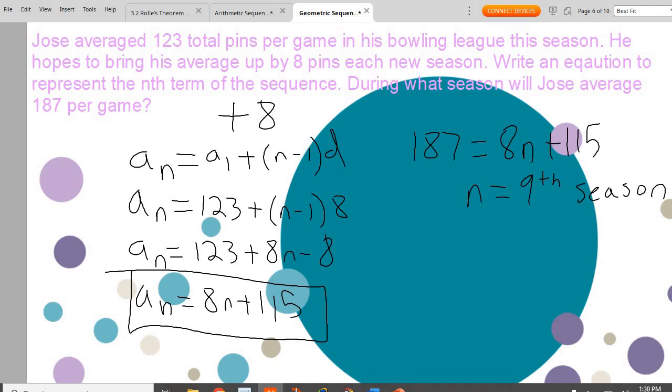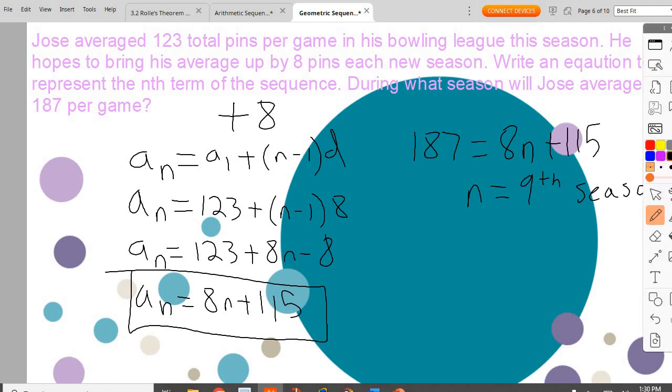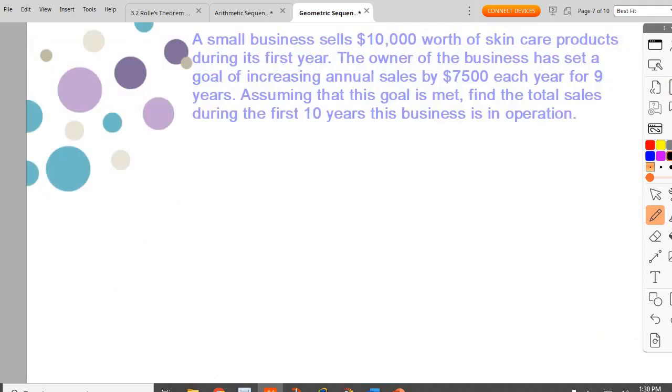Okay, let's look at another one. We still have 4 more slides left. So it says a small business sells $10,000 worth of skincare products during its first year. The owner of the business has set a goal of increasing annual sales by $7,500 each year for 9 years. Assuming that this goal is met, find the total sales during the first 10 years this business is in operation.